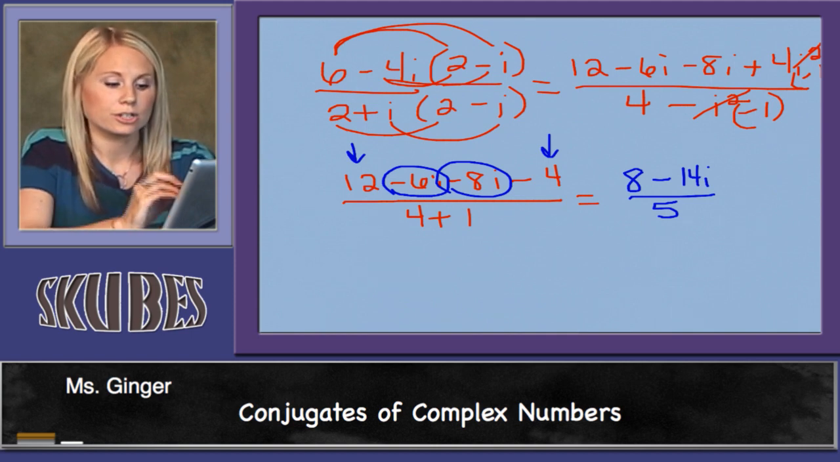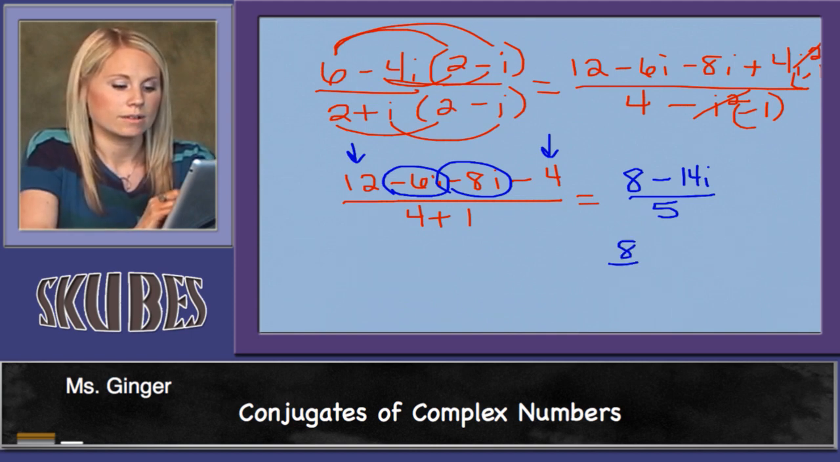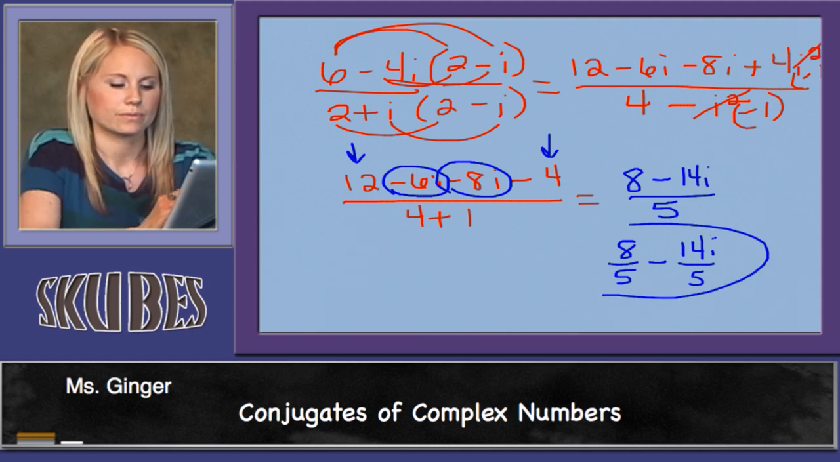We can leave our answer in this form, or we can split this up into the real part and the imaginary part. If you wanted to do that, we would just separate these 2 terms over that 5 and have 8 over 5 minus 14 over 5i. And there we have it.